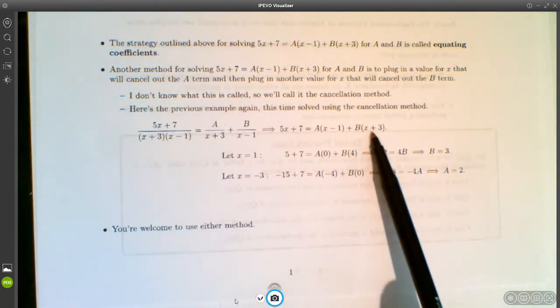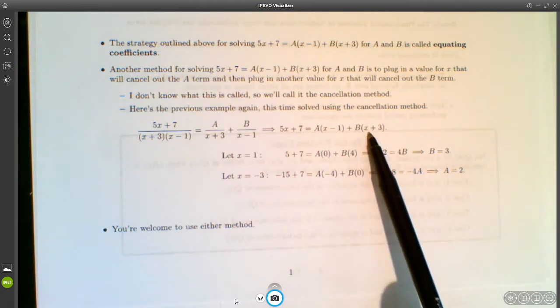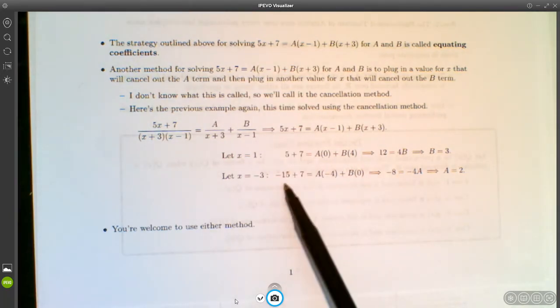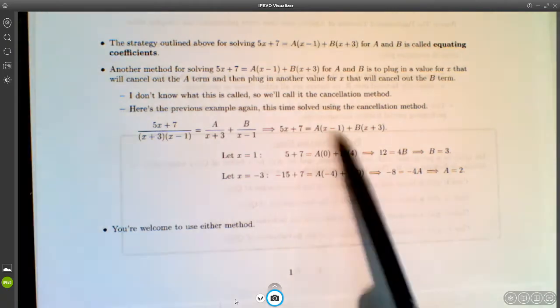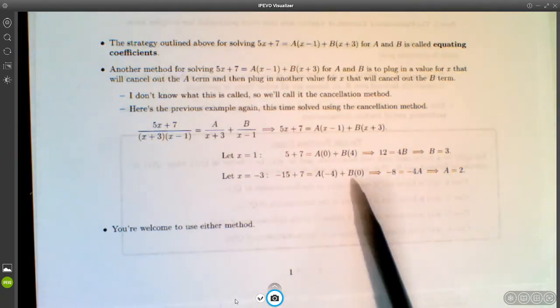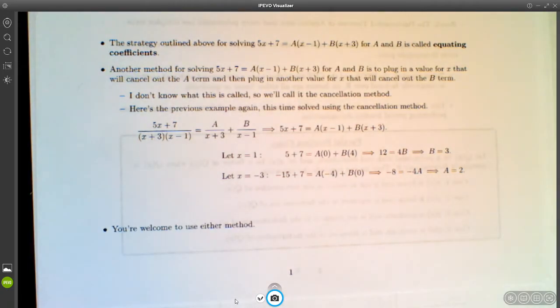Then I could do the same thing with b. I could say, well, what would I plug in here in order to cancel off the b? I would have to plug in x equals negative 3, right? Plugging in negative 3, I get 5 times negative 3 is negative 15 plus 7 equals a times negative 4 plus b times 0. So in other words, negative 8 equals negative 4a, so a equals 2. That's called the cancellation method.